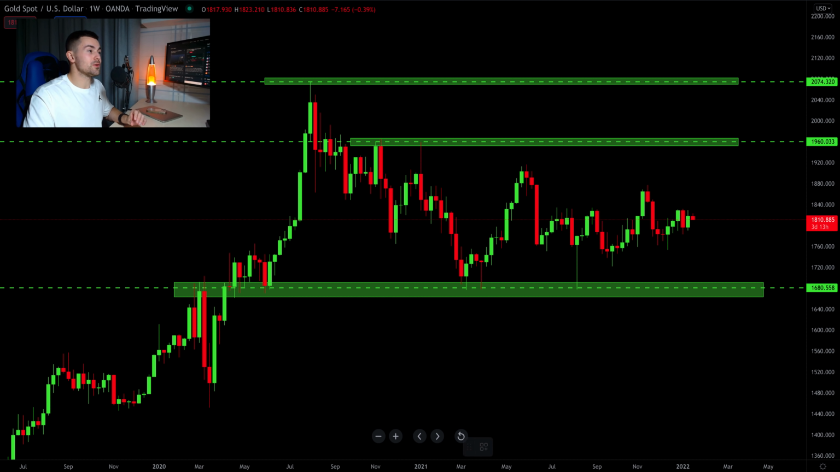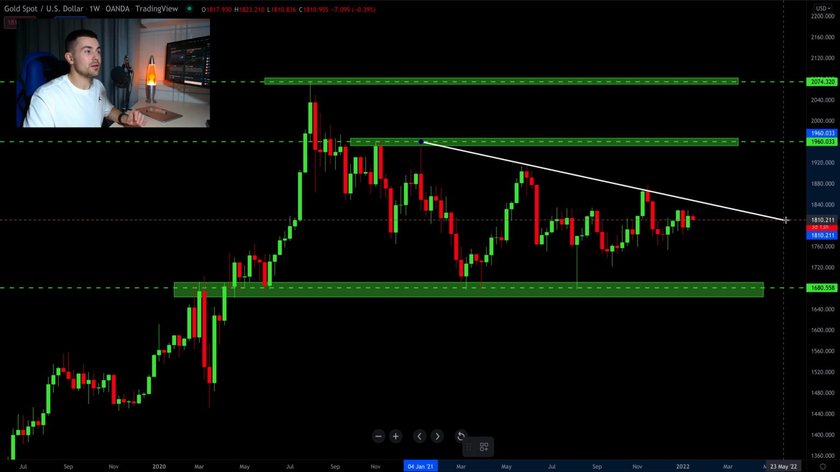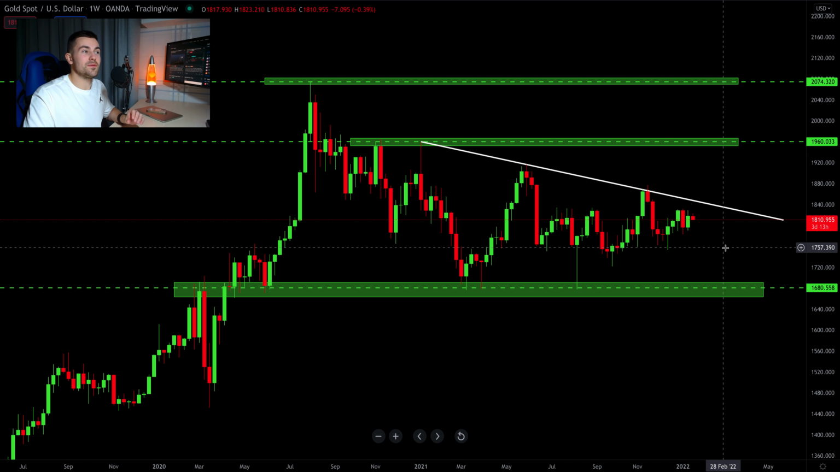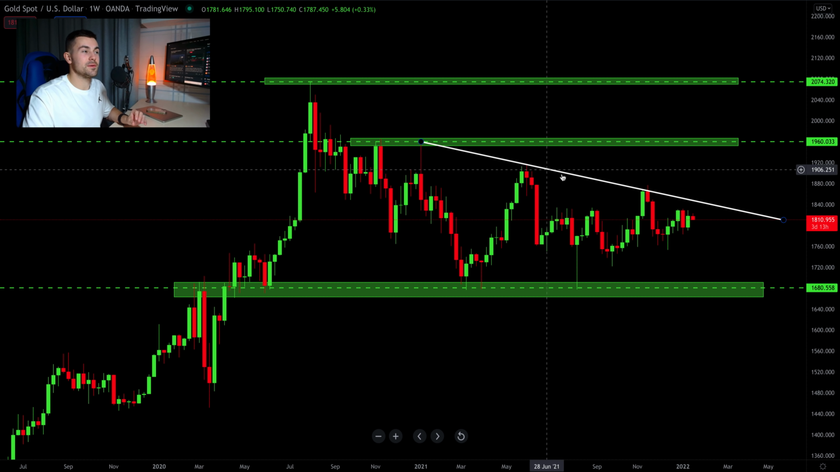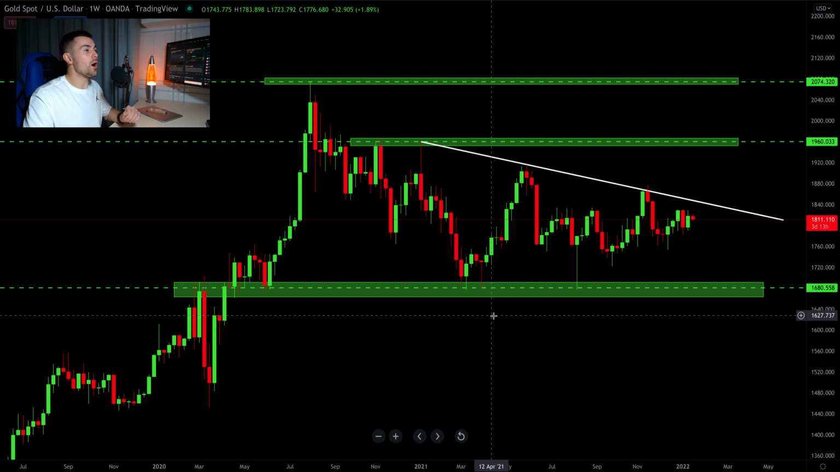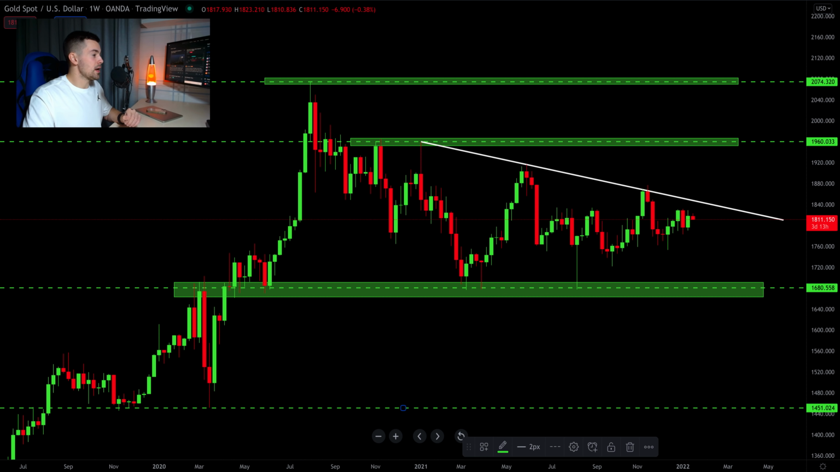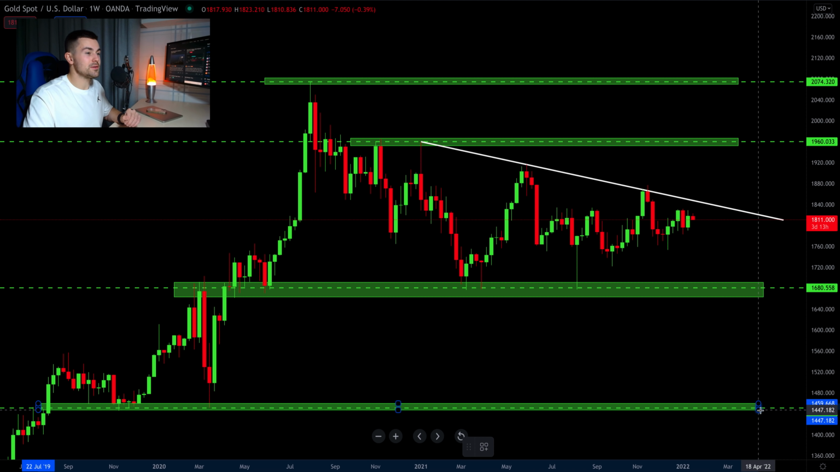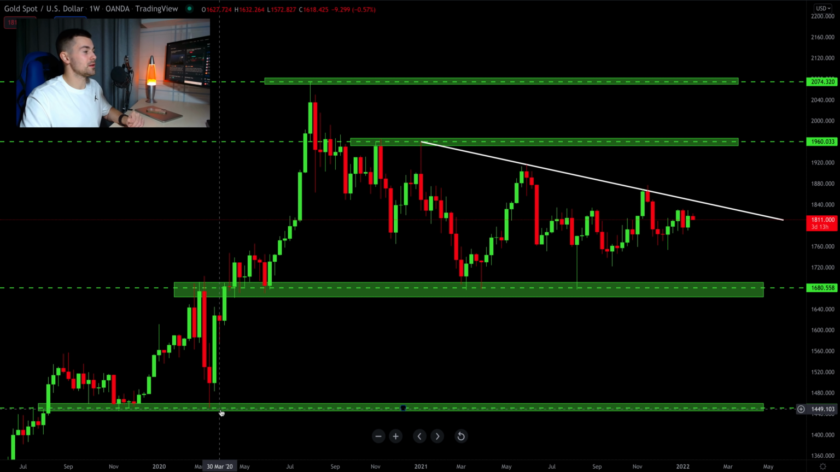The next strong structure resistance that I see right here is this trend line. Look at that trend line. Very strong trend line right here. And you can see that 3 times in the past it was respected, and bears were nicely pushing from that. And here I see one more very strong structure support. It is right here. And again, you can see that many times in the past that structure was respected, and you can see that buyers are willing to buy from that support.